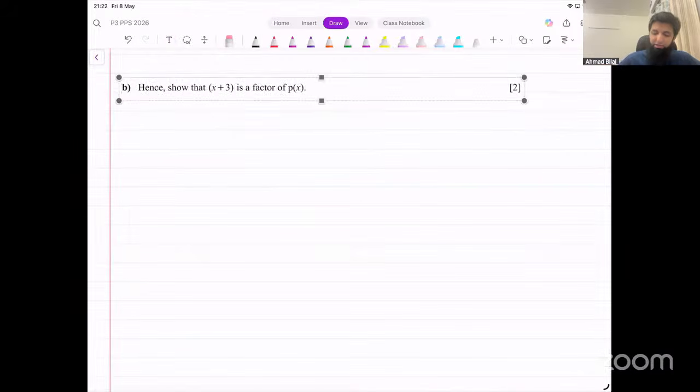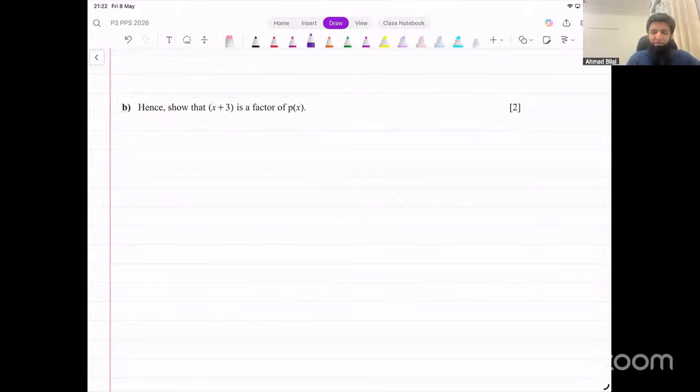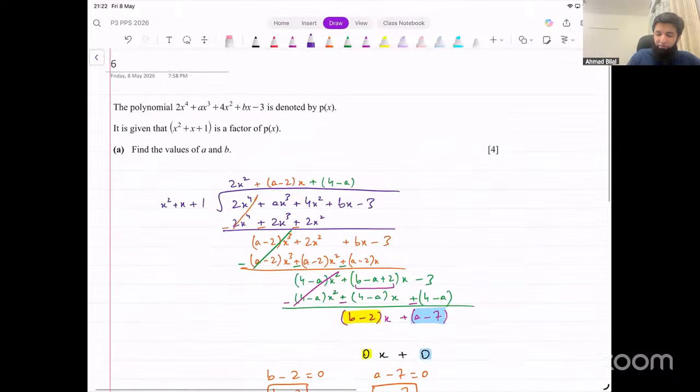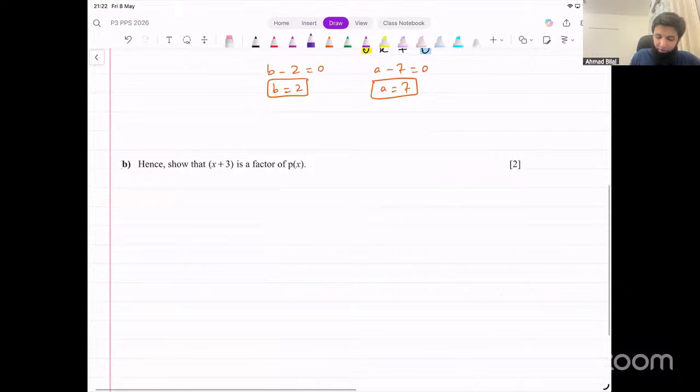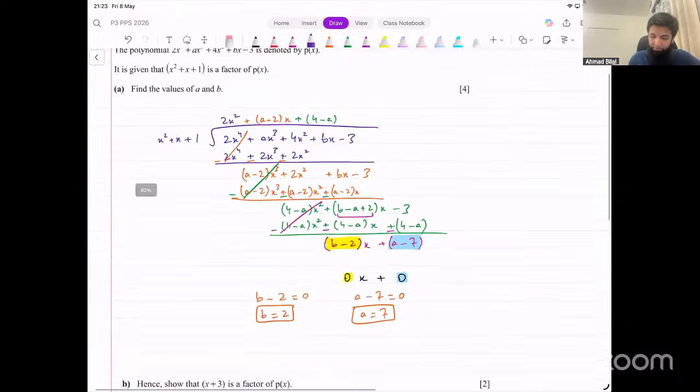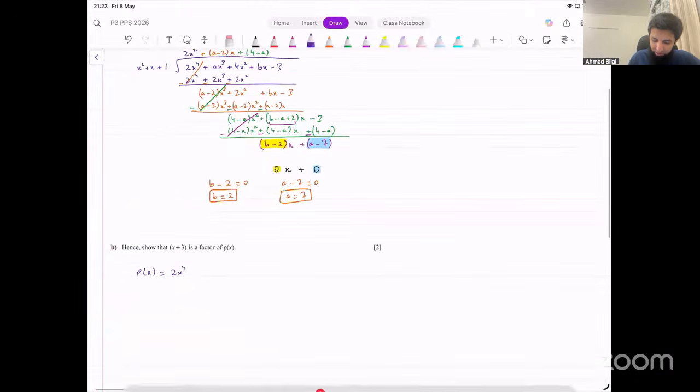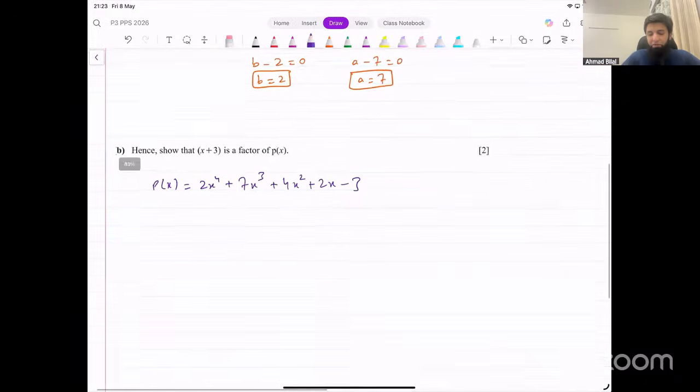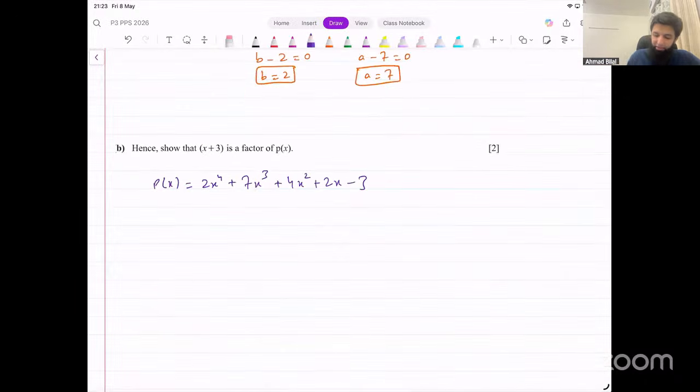Okay. Hence, show that x plus 3 is a factor of p of x. Now, that's straightforward. Now that you know the values of a and b, you can say the polynomial that you had is 2x raised to power 4 plus ax cubed, that means plus 7x cubed, plus 4x squared plus 2x minus 3. Now, that will also be a confirmation of your previous answer. If it does turn out to be a factor, that means that the previous part was correct.